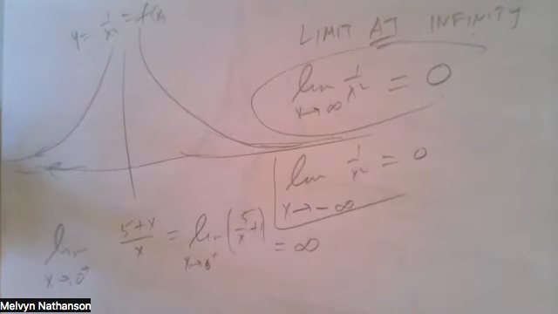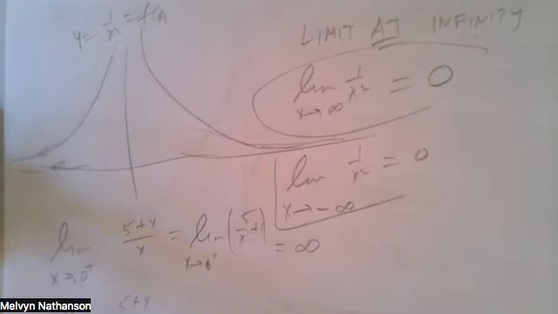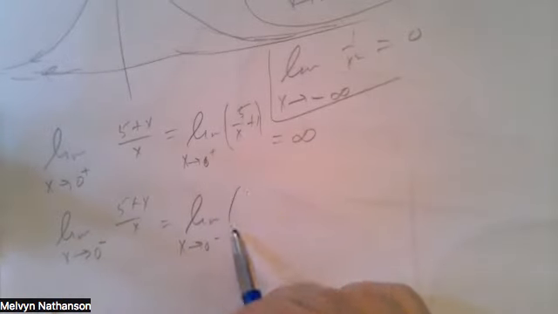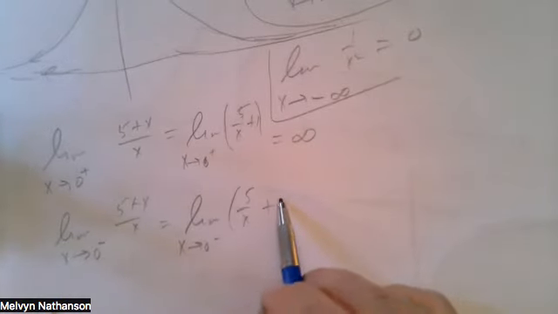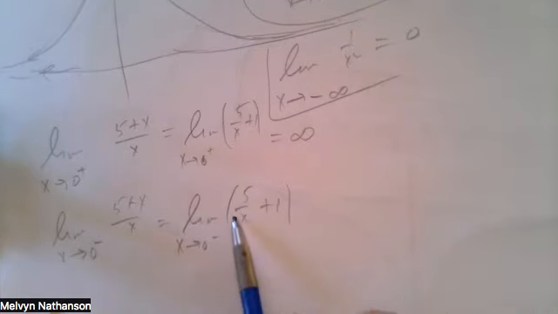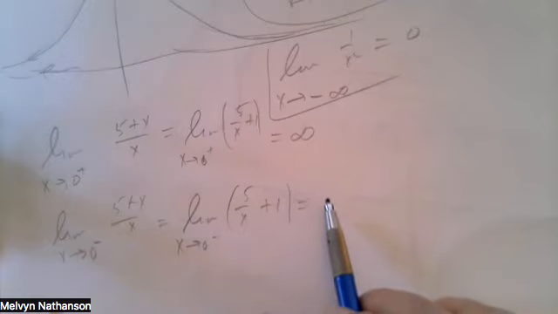If I looked at the same function, 5 plus x over x, and I wanted the limit as x goes to 0 from the left, that's the limit as x goes to 0 from the left of 5 over x plus 1. That's just a little bit of algebra. If x is negative, 5 over x is negative. And this is getting bigger and bigger in absolute value. So this is going to minus infinity. This is an infinite limit, but it's minus infinity.